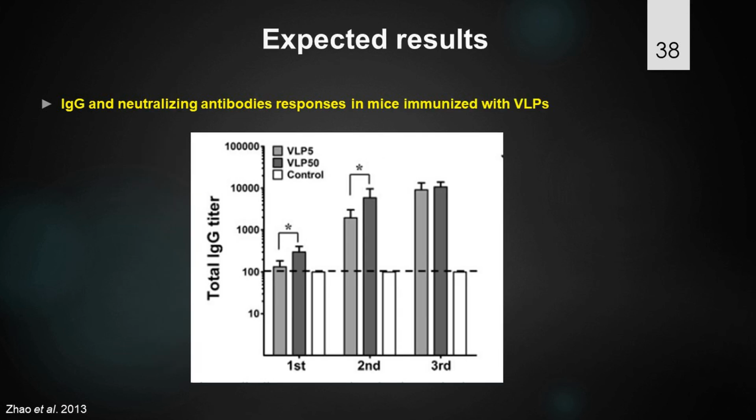Total IgG titers would also be monitored throughout the vaccination period, so we can evaluate the efficiency of booster immunizations. Testing different dosages of VLPs could have an impact on the production of IgG, so this type of result could help us to determine the best dosage for our vaccine formulation.